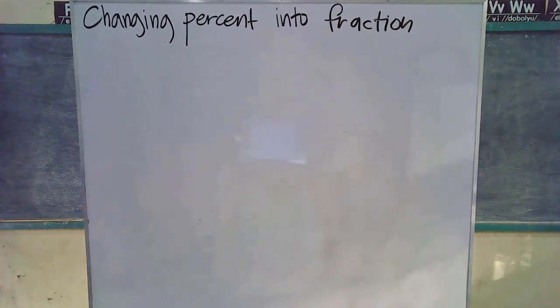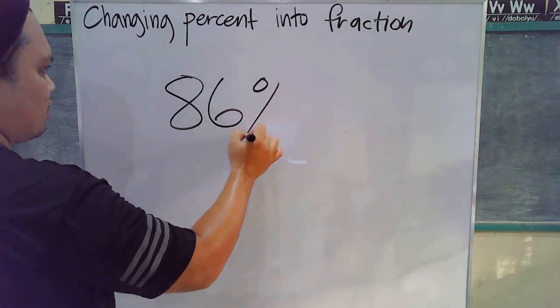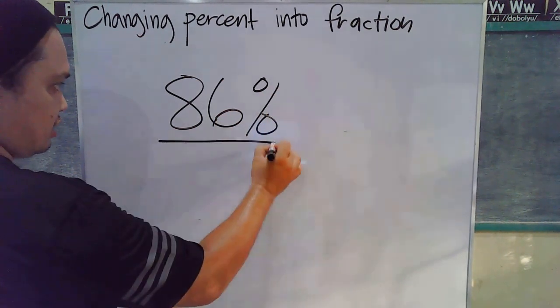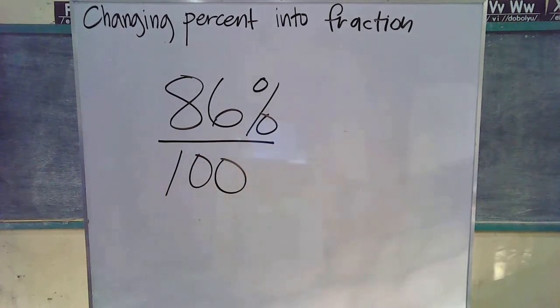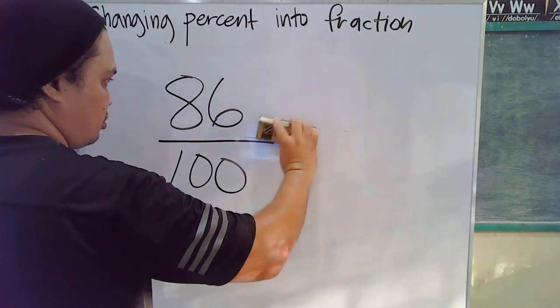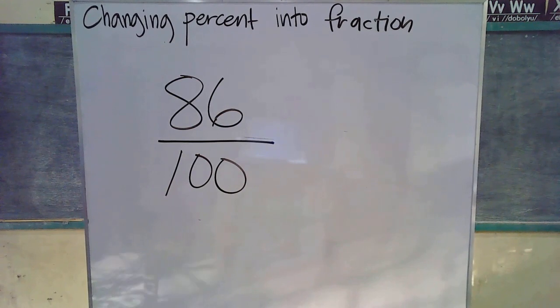Okay. And let's have 86%. We want to change this into a fraction. Now, just remember that every percent has a denominator of 100. So we have 86 over 100. So let's erase this percent sign and just change that into lowest term.